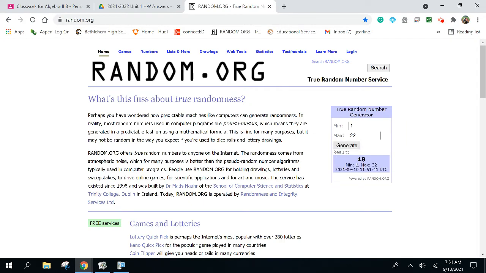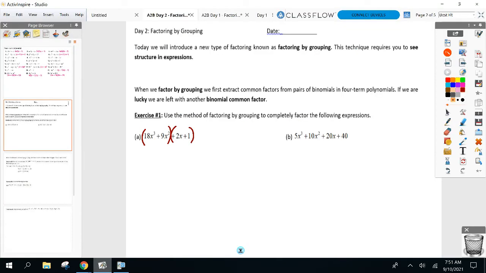What can I take out of that first pair? 18. Oriana, what can I take out of that first pair? Yep. Anything else? X. Yep. Even more. 9x. There you go. Perfect. 9x squared. Everyone's good. All right, take it out. Tell me what's left. In that first pair, if you take out a 9x squared, what's left?